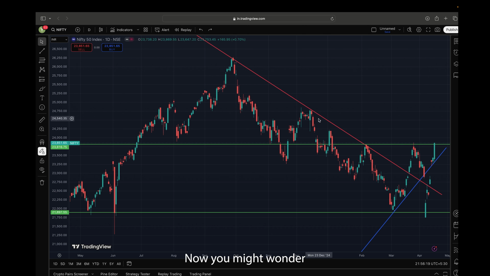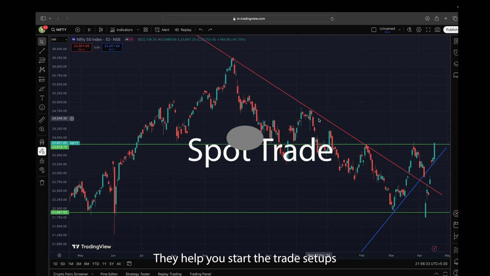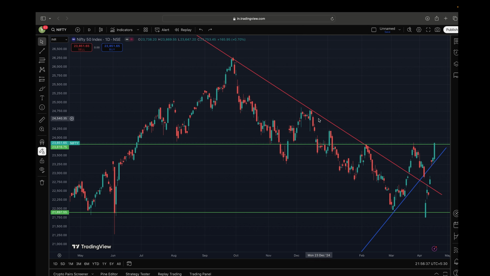Now, you might wonder, can't we just see the trend without drawing a line? Sure, but trend lines do a lot more than just tell you the direction. They help you spot the trade setups that you would not have noticed otherwise. So let me show you what I mean.